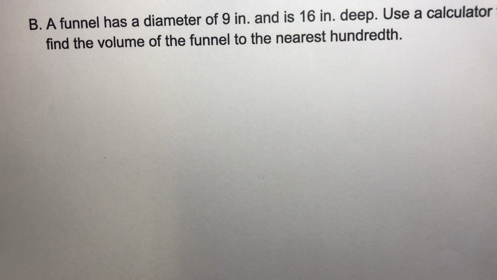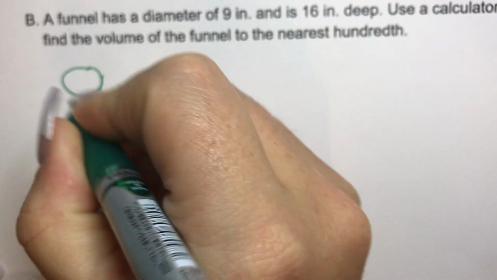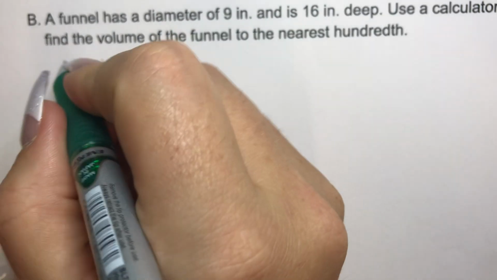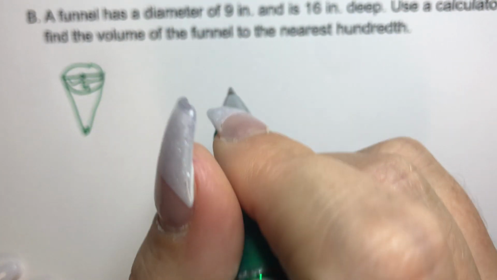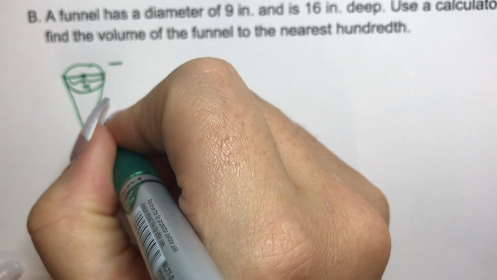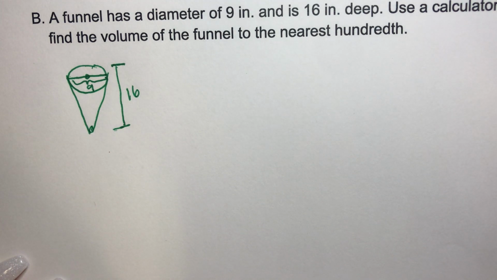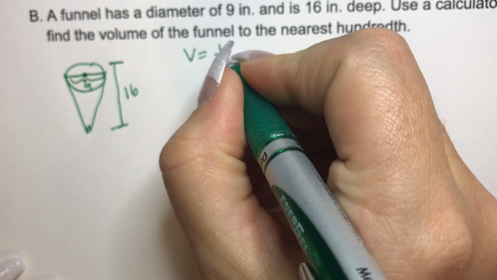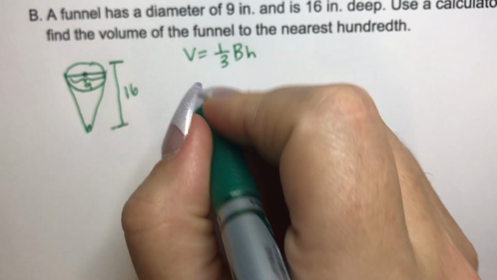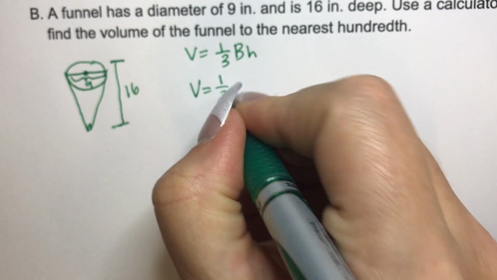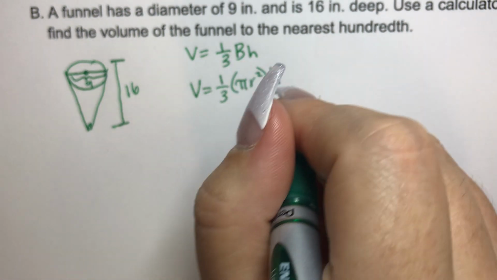Okay, let's see how you did. This problem is a funnel, so it's another cone, right? So it says it has a diameter of 9 and is 16 inches deep. That is referring to the height of it. So the volume is 1/3 the area of the base times the height. The area of the base is a circle, so we know we're going to use pi r squared, the area of the base, times the height.